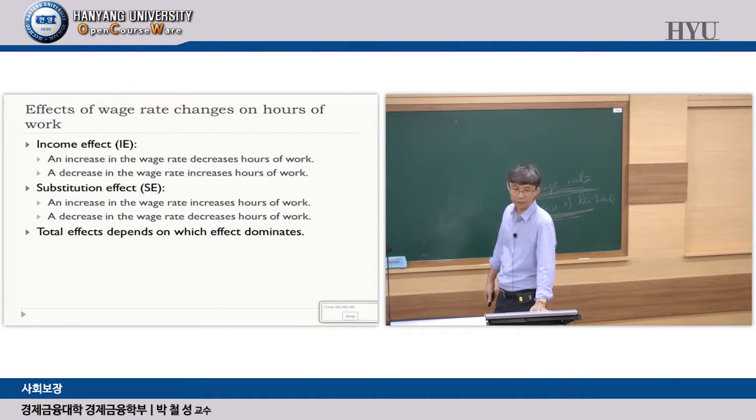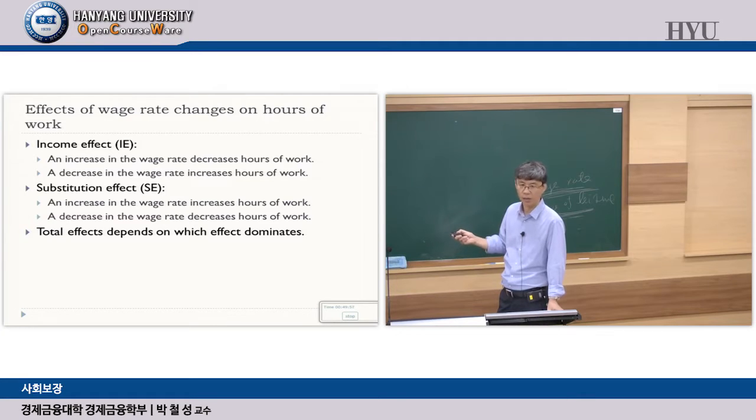So total effect depends on which effect dominates. If the income effect dominates the substitution effect, then hours of work will change in the opposite direction to the change of wage rate. If the substitution effect dominates the income effect, hours of work will change in the same direction as the change of wage rate.